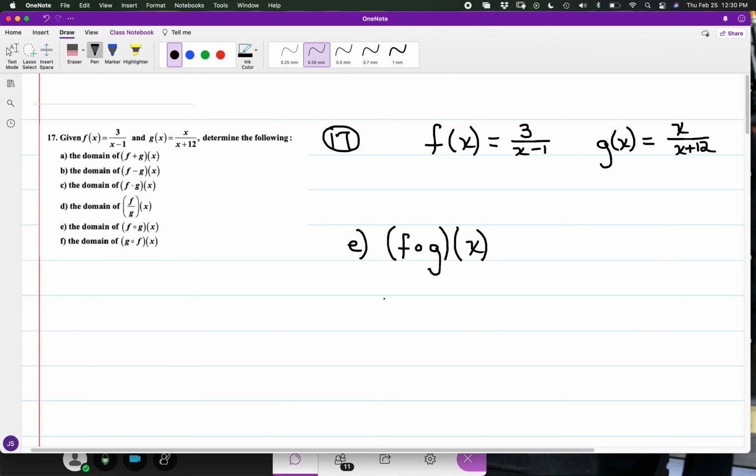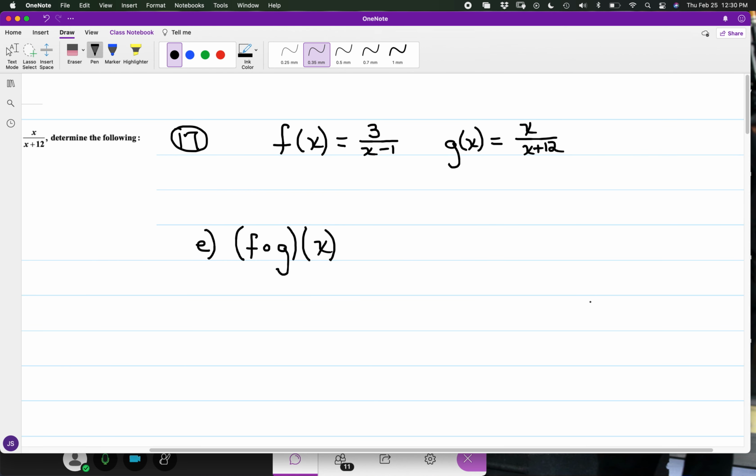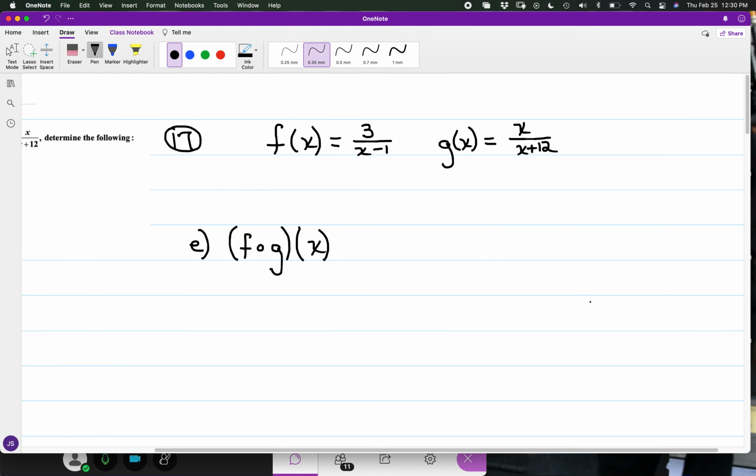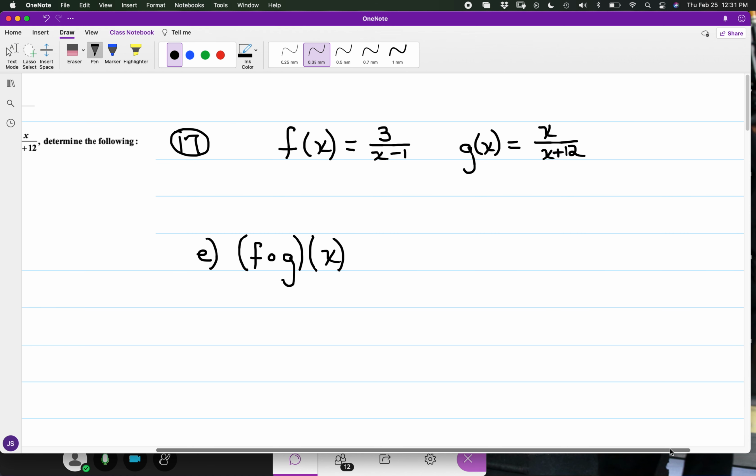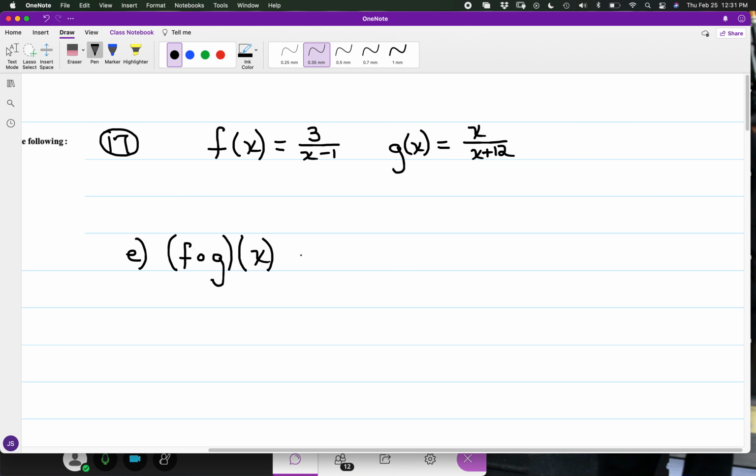And now, just looking into the domain of the compositions between those functions. For part E, we're looking for the composition, or at least the domain of the composition, where we have f composed with g of x. In this expression, f of x is equal to 3 over x minus 1, and g of x is equal to x all over x plus 12.